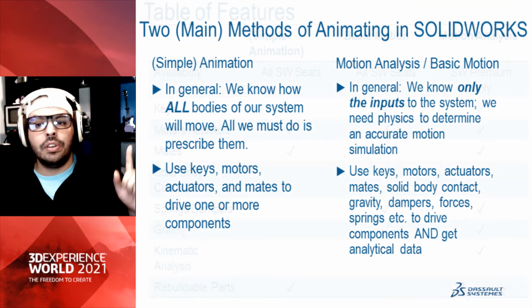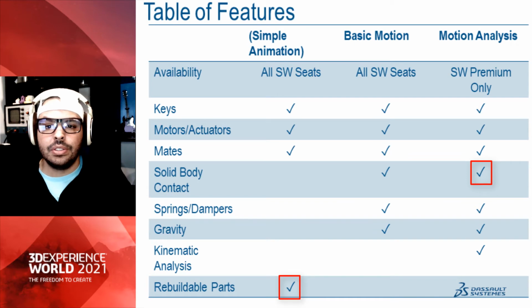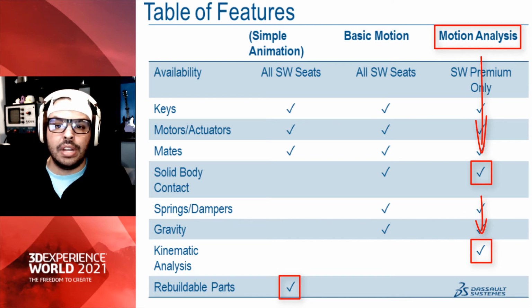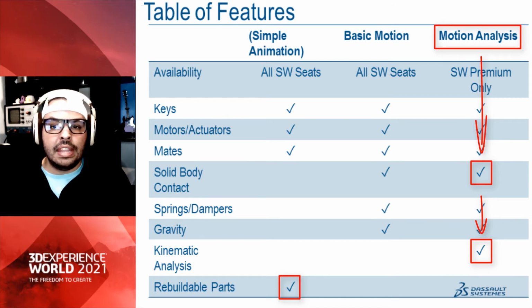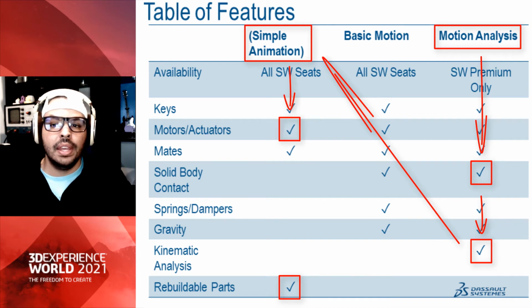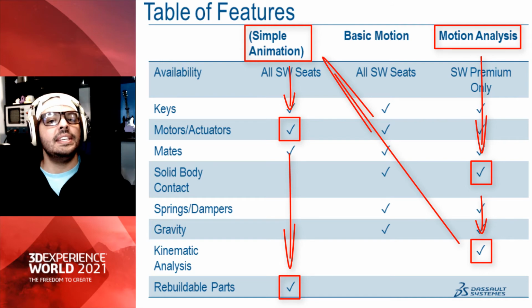But let's consider the table again. We need both of these, right? So let's start with a motion analysis with solid body contact. Use the kinematic analysis functionality of motion analysis to get the exact speed data of the circular gear. Then we feed that data into a simple animation into a motor. And then we'll have access to rebuildable parts. And that, my friends, is the game plan. Let's see how it's done in practice.